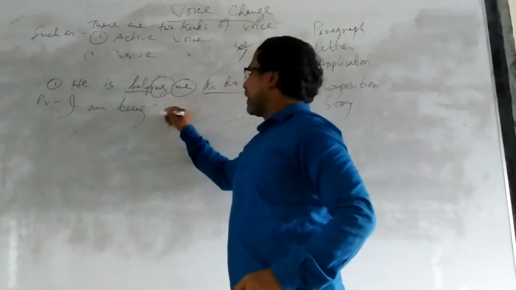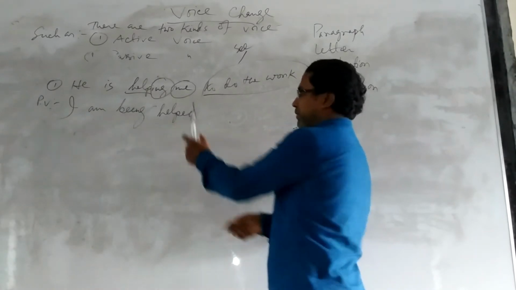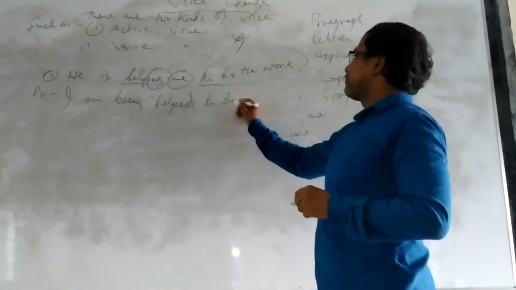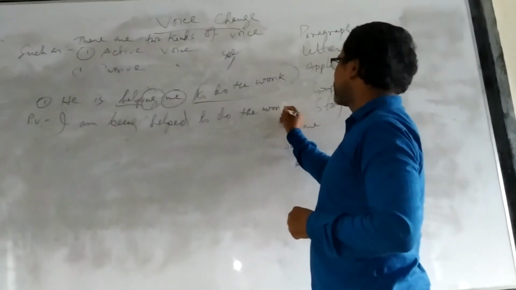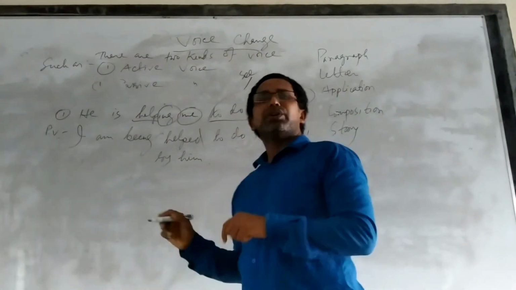I am being, then help will be turned into helped. Help will be turned into helped. This is the B3 form of help. Then you can write first the extension to do the work. By, he will be turned into him.